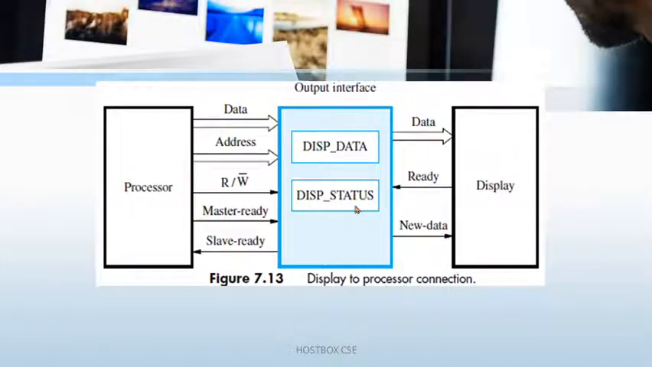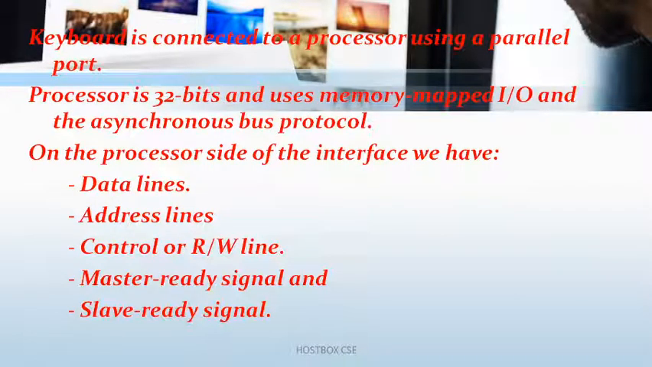So like that, the output interface is also very important to communicate with the processor very easily: IO interface and IO accessing devices. Then here some points are given about the keyboard. The keyboard is connected to a processor using a parallel port. Remember, these are all about the parallel port only. Here the processor is 32 bits and uses memory mapped IO and the asynchronous bus protocol.